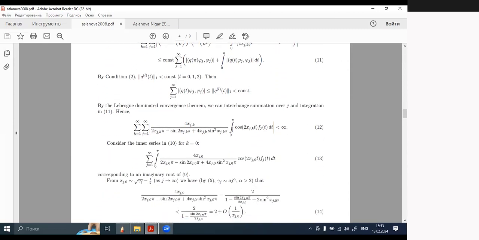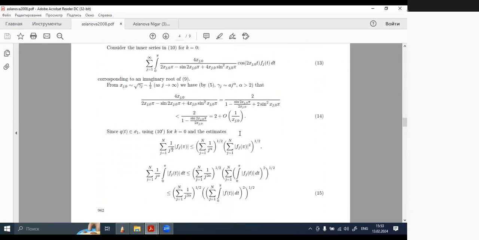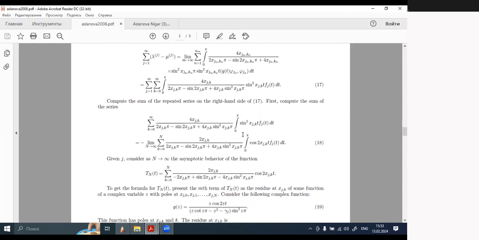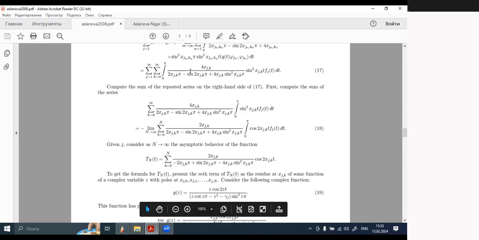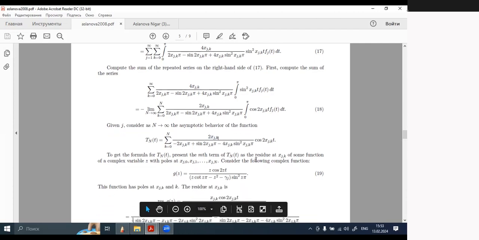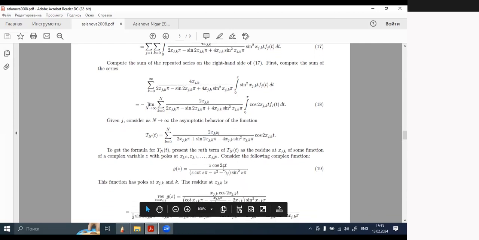For that complex variable function, I just want to demonstrate. I take that function g of c, with the numerator dictated by the numerator of my operator, of my sum. You see that one, cosine of x_jk t multiplied by 2 x_jk. The numerator of that selected function is dictated by that one.